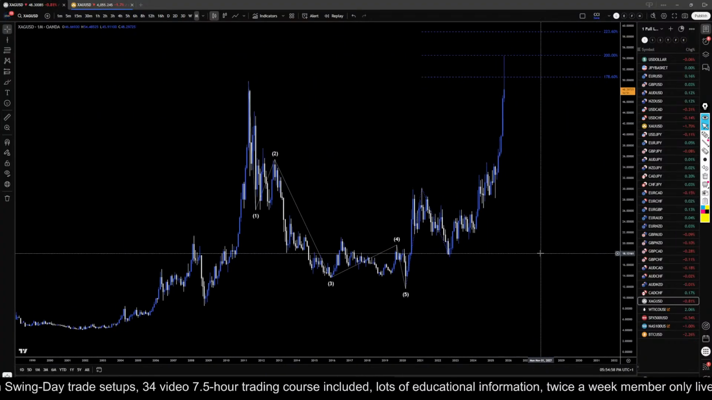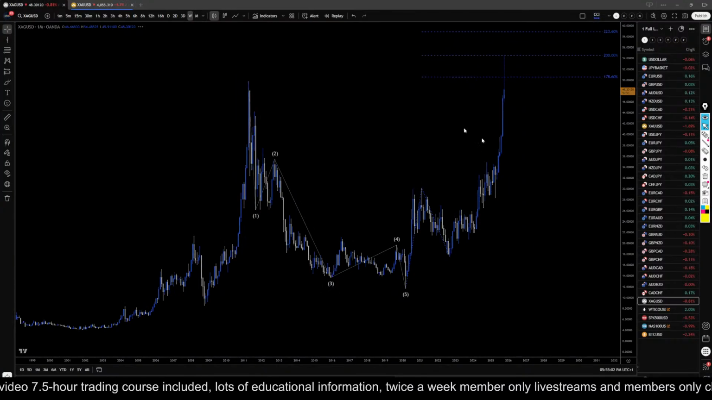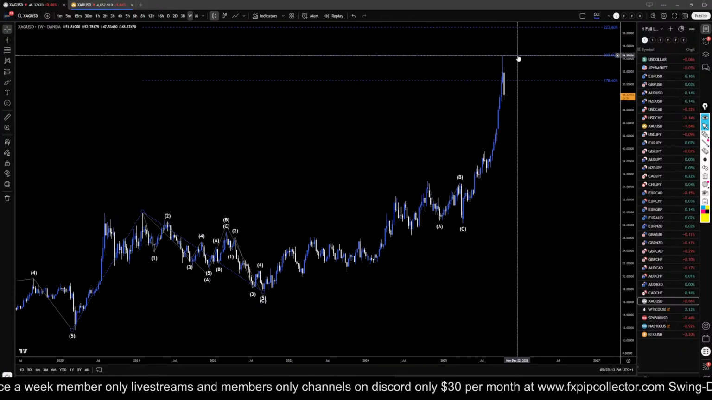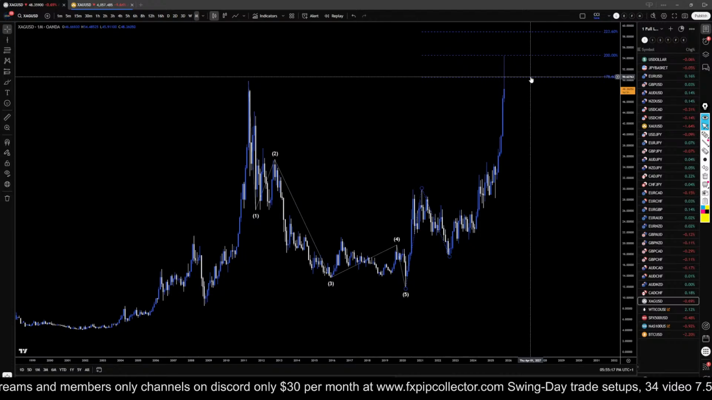Wow, looks like it's about exhausted to move up, doesn't it? Looks like it wants to go down. It touched at 200% perfectly. And then if you go to the monthly, the 178% is also being respected really well.